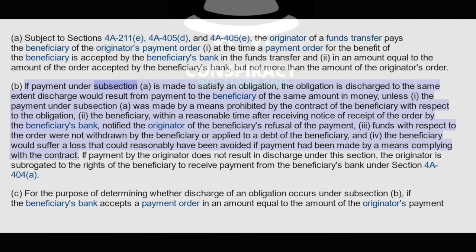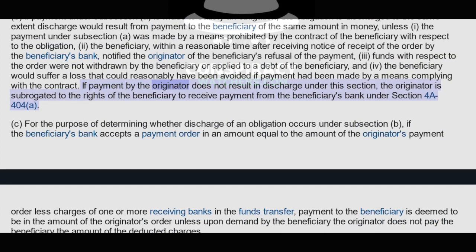If payment under subsection is made to satisfy an obligation, the obligation is discharged to the same extent discharge would result from payment to the beneficiary of the same amount in money, unless the payment under subsection was made by a means prohibited by the contract of the beneficiary with respect to the obligation. The beneficiary, within a reasonable time after receiving notice of receipt of the order by the beneficiary's bank, notified the originator of the beneficiary's refusal of the payment. Funds with respect to the order were not withdrawn by the beneficiary or applied to a debt of the beneficiary, and the beneficiary would suffer a loss that could reasonably have been avoided if payment had been made by a means complying with the contract.